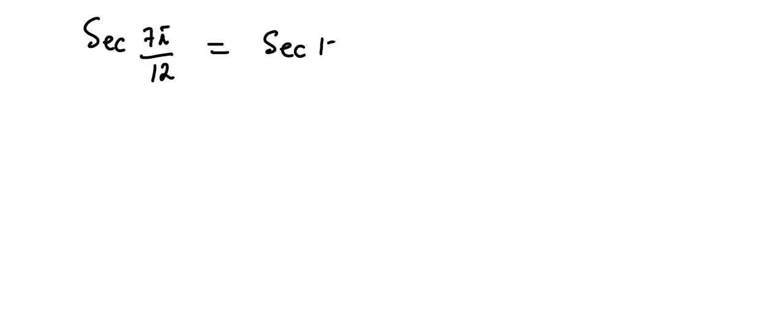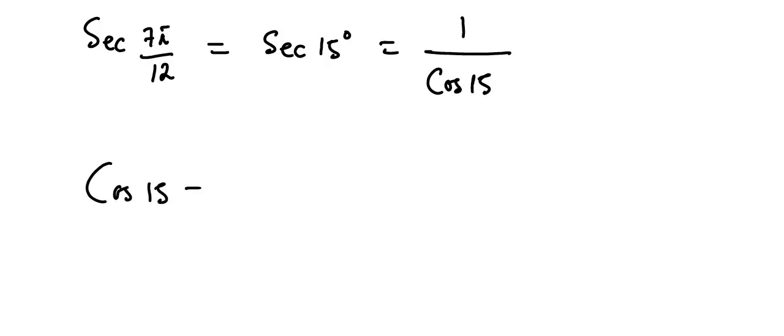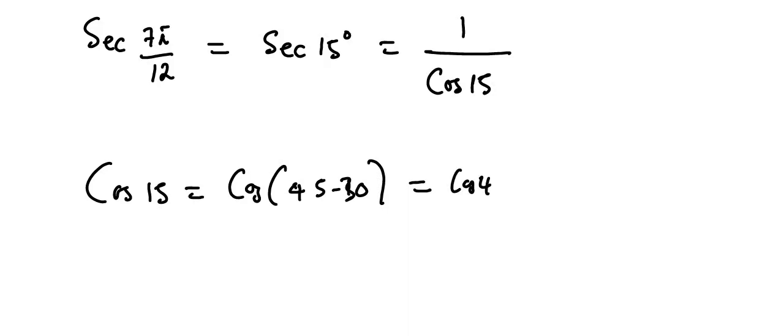So sec 15 degrees is the same as 1 over cos 15, right? So now they want us to get cos 15. So cos 15 is the same as cos of what? The same thing that we did for sine is the same thing we're going to apply here. That's 45 minus 30. We do the same thing. The difference is that cos is selfish, so it's going to be cos 45 cos 30, then plus sine 45 sine 30.